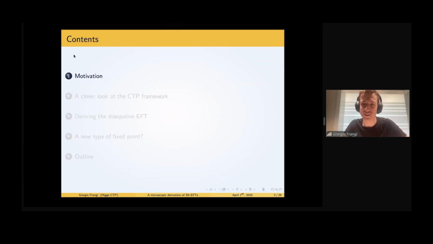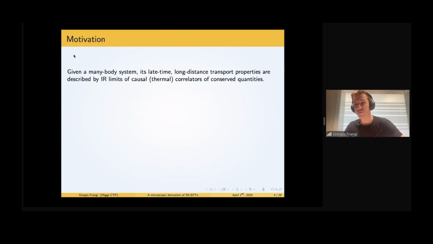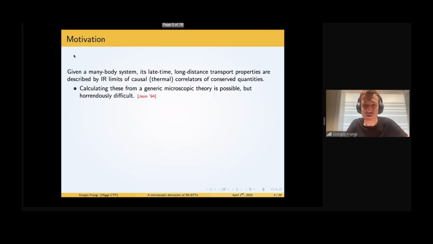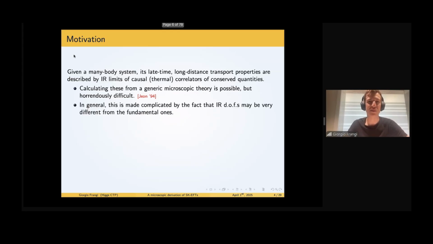So let's really start. The standpoint I want to take is, if you're like me, you're interested in transport properties of a condensed matter system, especially late time, long distance transport properties. These are encoded in general in infrared limits of thermal correlators of some conserved quantity. In principle, given any microscopic theory, you can calculate them, but it turns out that in general it's disgustingly difficult.